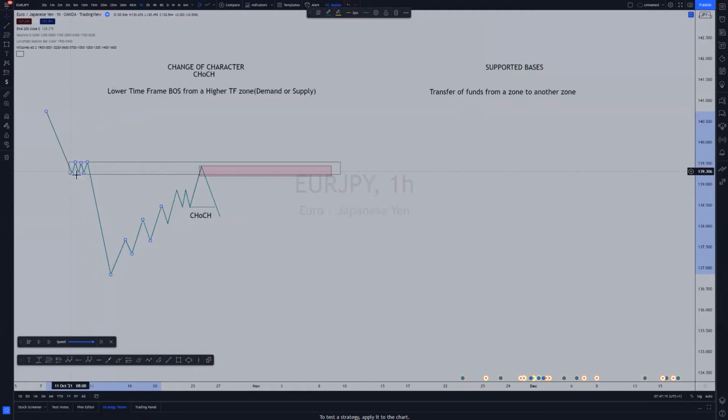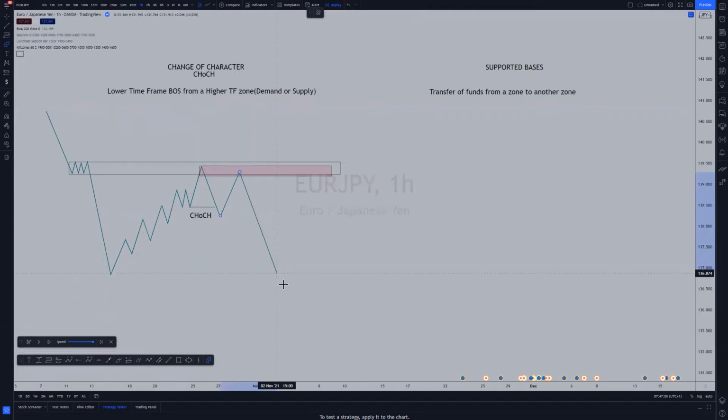So this zone contains funds, and these funds were transferred to this mitigation here. The institutions came to mitigate this base, and this new base, where we have our rally-base-drop, is now our supported base, because the funds that were here have been transferred to this place. Of course, this has led to a change of character. That means we are ready to trend downward. So what you need to do is allow price to come back into the zone, and price should mitigate this zone.